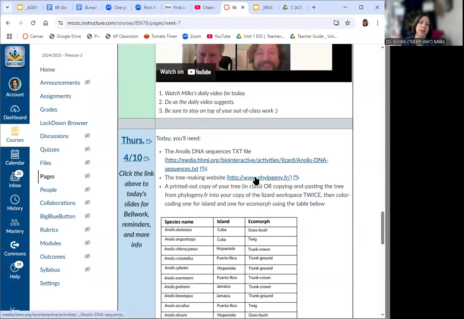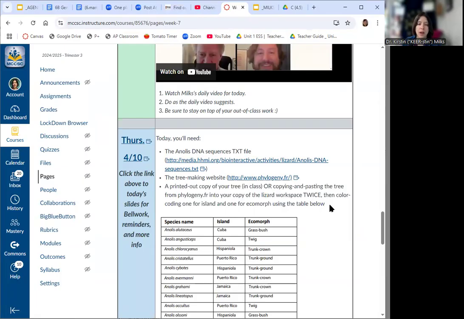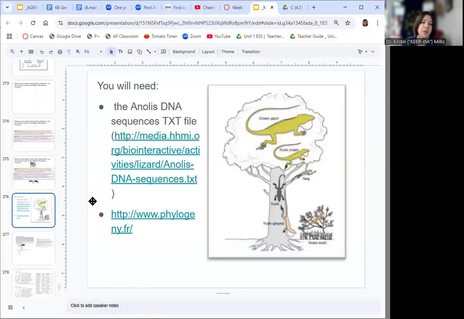So the next order of business, you'll see here, you're going to need this text sequence file. You're going to need this tree making website. If you are in class, you can pick up a printed out copy of the tree, or you're going to copy and paste the tree from phylogeny.fr, which I'll show you how to make in a moment, into your copy of a lizard workspace twice. And then you're going to color code like I'm going to show you in a moment.